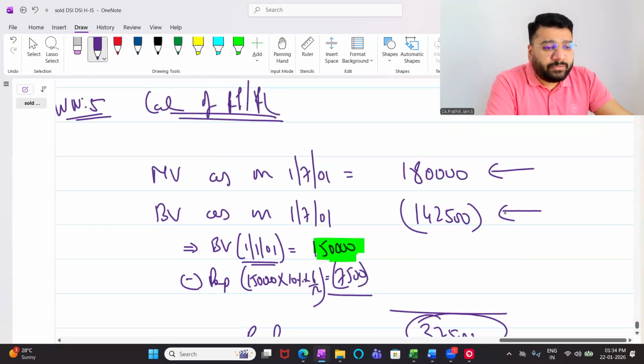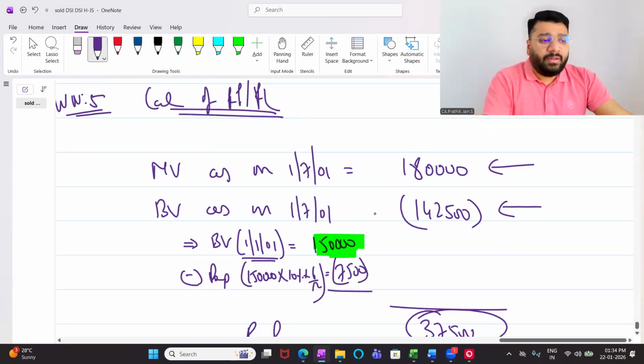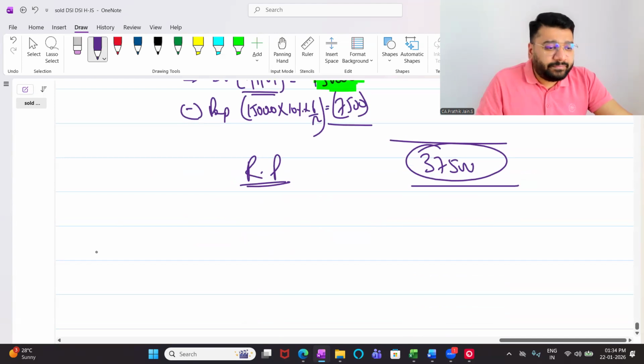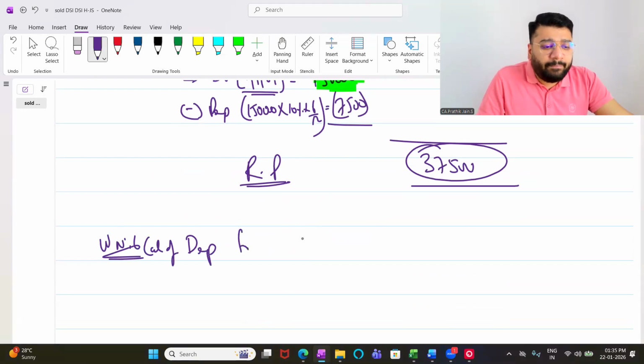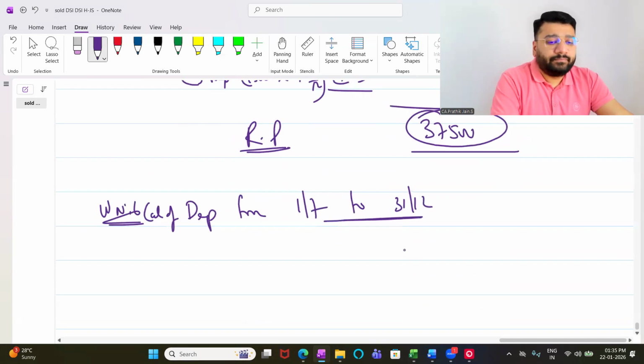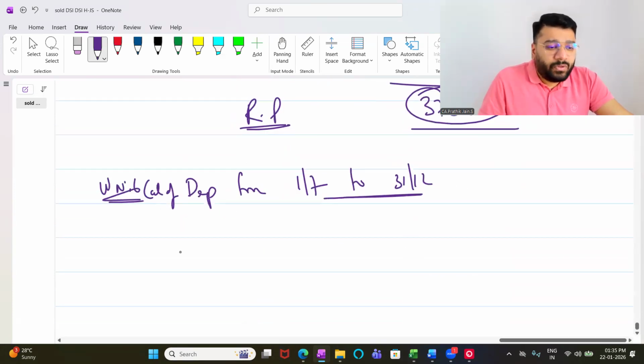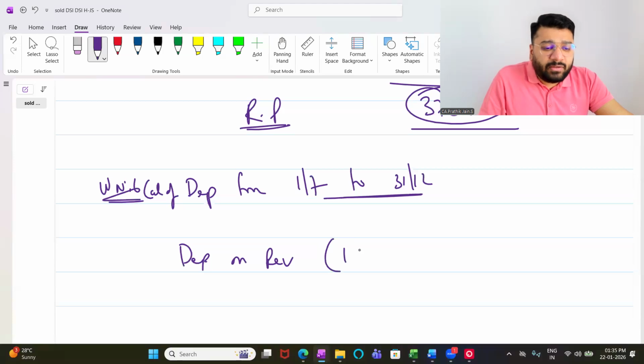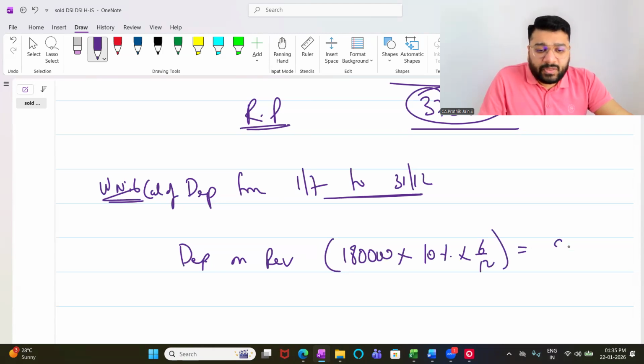Now we are doing depreciation, from 1 July to the end of the year. Working note number 6. Depreciation. Calculation of depreciation from 1/7 to 31/12. Depreciation on the revalued figure. What is the revalued figure? 1,80,000 into 10% into 6/12. How much is it? 9,000 depreciation we have to charge.